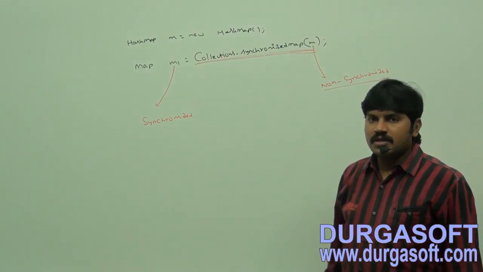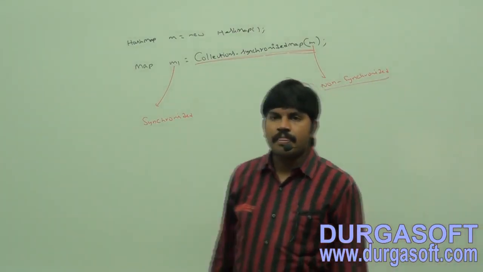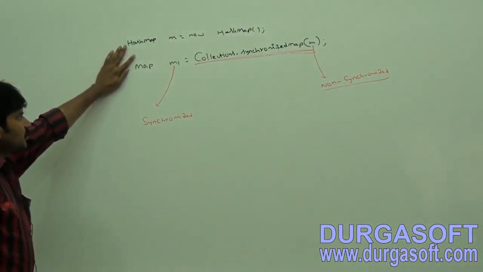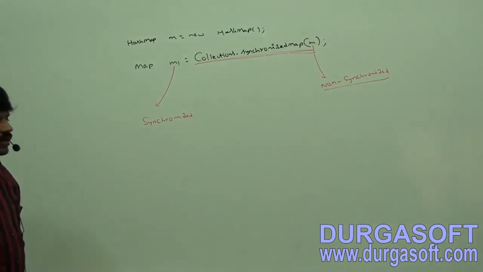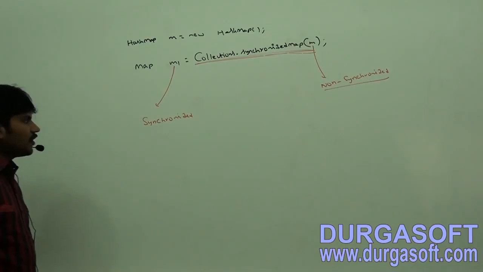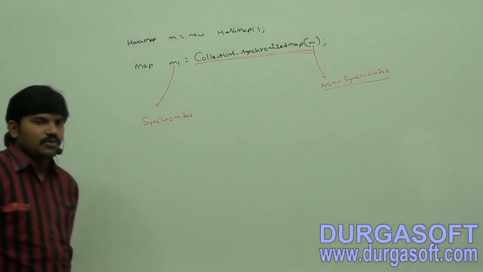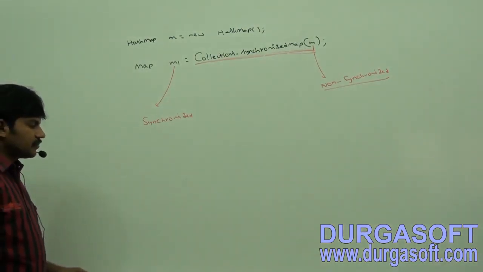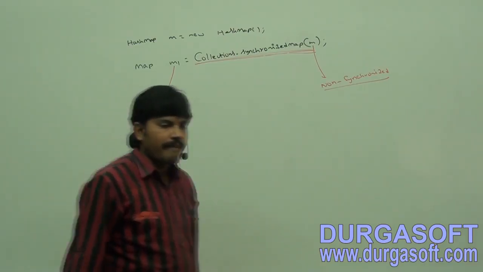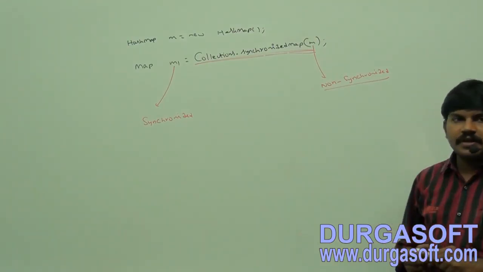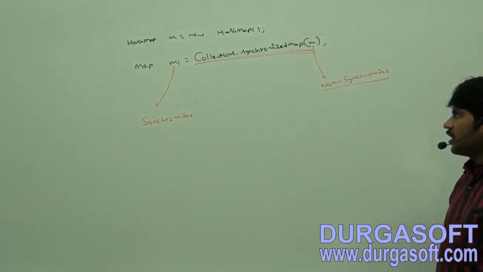Okay, HashMap m is equal to new HashMap. Next, Map m1 is equal to Collections dot synchronizedMap of m. So m1 is synchronized, m is non-synchronized. Can I complete it, right? Okay, that's all. Make sure you know how to get synchronized version of hash map object, right?